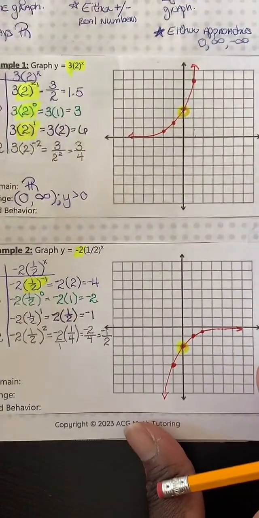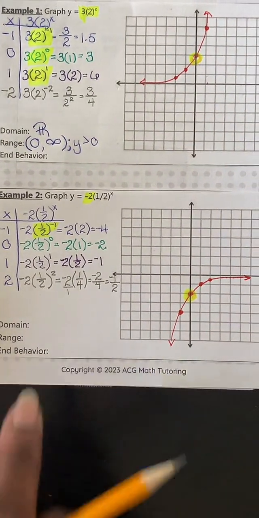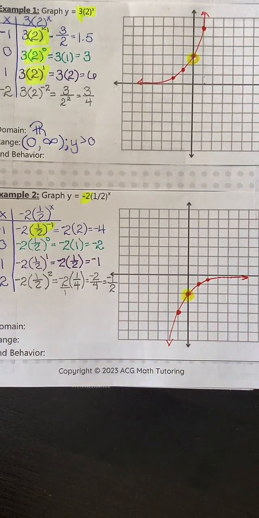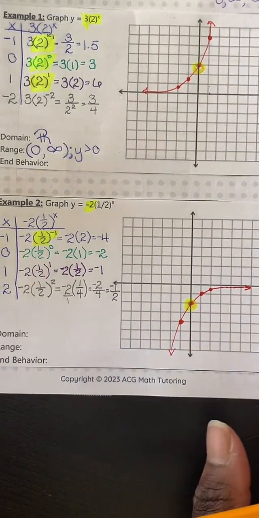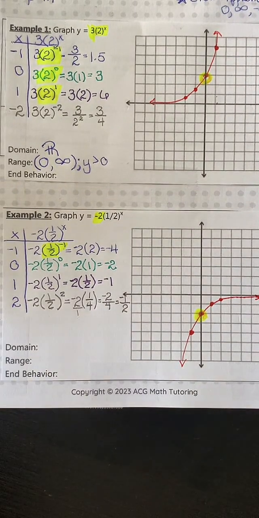All right, so now let's take a look. What is my domain? What did I say is our domain? And it will always be that. What would be my domain? It's all real numbers. Yes, all real.